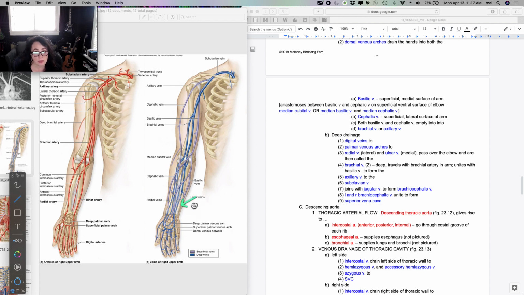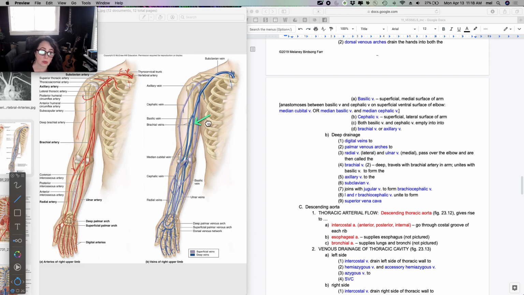And then if you follow those up, you'll see generally a pair of deep veins that are on the medial side, these dark ones. Those are going to be the ulnar veins. And a pair of deep veins that are on the lateral side. Those dark ones are going to be the radial veins. Okay? So the radial and ulnar veins. When they change names is usually when they pass the elbow.